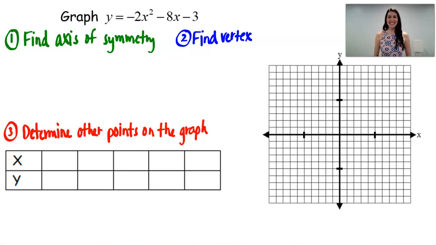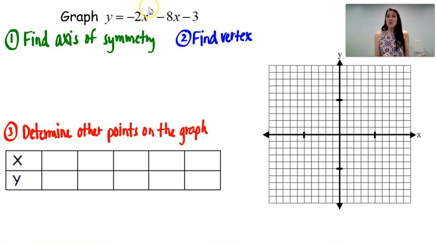Hi everyone! In this video, I'm going to show you how to graph a quadratic function or a quadratic equation by hand. And in this problem, we are going to graph y equals negative 2x squared minus 8x minus 3. Now, I know this is a quadratic function because there is an x squared in the equation.